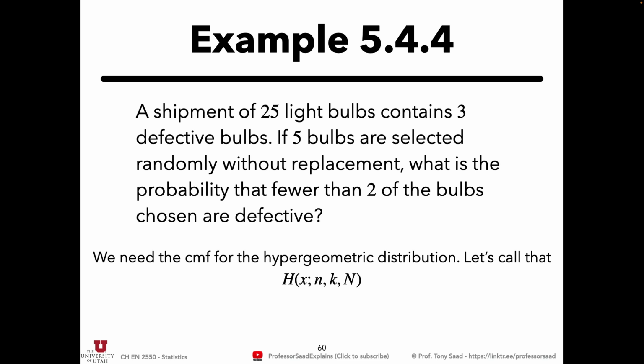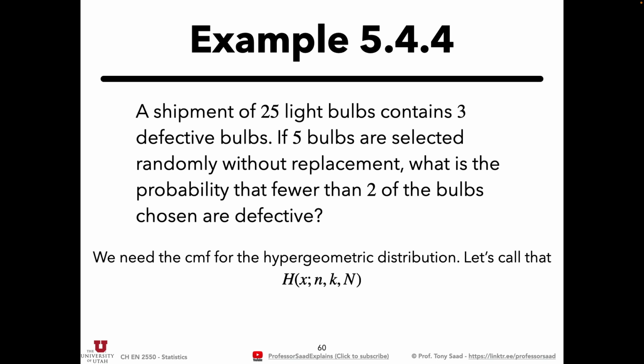A shipment of 25 light bulbs contains 3 defective bulbs. So we got a shipment from Amazon that has 25 bulbs. We know that 3 of them are defective, and we're going to pick 5 at random without replacement. So we're going to pick the first one, second, third, fourth. Without replacement means the trials are dependent. What does a trial mean in this case? Picking a light bulb. We're not replacing it, so the trials are dependent.